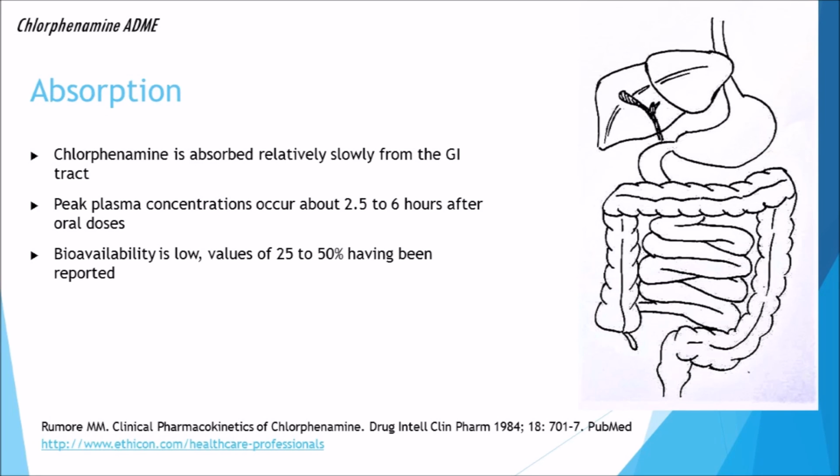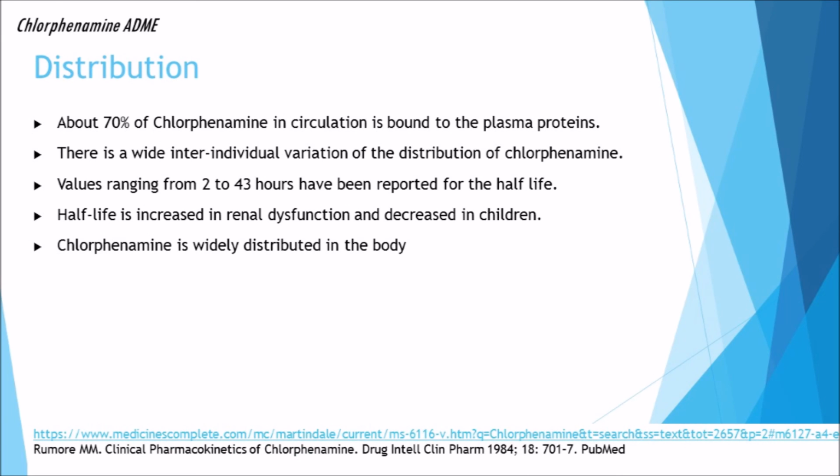So talking about absorption, it's absorbed slowly from the gastrointestinal tract, and the peak plasma concentrations occur about 2.5 to 6 hours after oral dose. About 70% of chlorphenamine in circulation is bound to plasma proteins, and there's a wide range of inter-individual variation of the distribution of chlorphenamine. Values ranging from 2 to 43 hours have been reported for the half-life. It is increased in the presence of renal dysfunction and decreased in children.